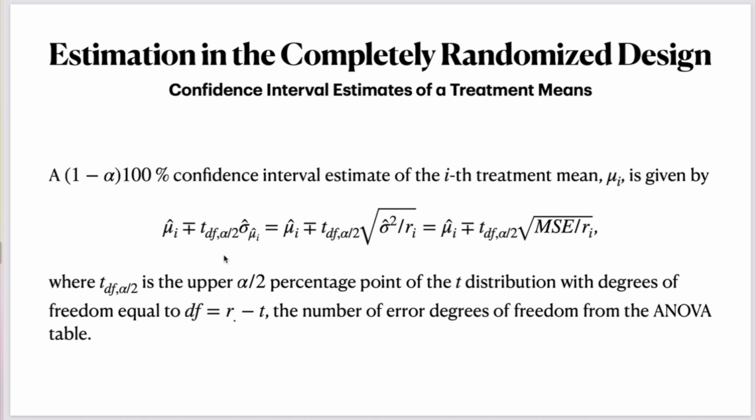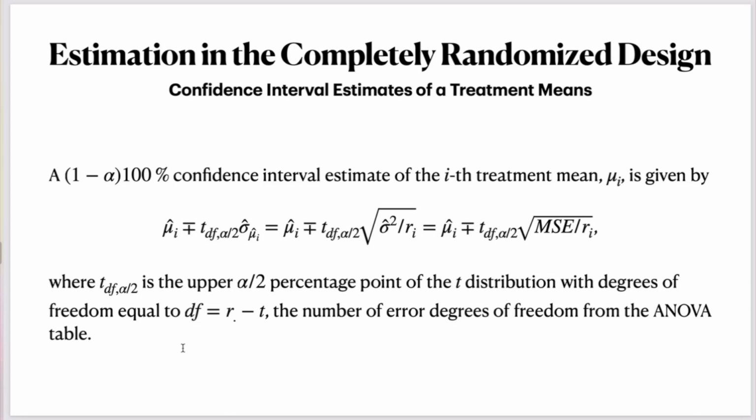Now, the interval coefficient, again, comes from the student's t-distribution, and in particular, the interval coefficient is the upper alpha over 2 percentage point of the t-distribution. And you'll recall that in order to use the t-distribution, we have to know how many degrees of freedom we have.